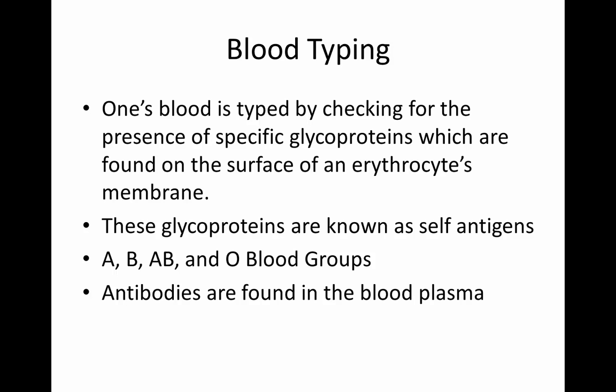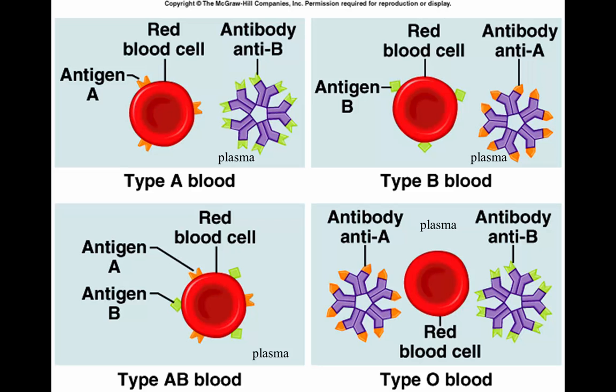Antibodies against foreign antigens are found in the blood plasma. So if someone has blood type A, anti-B antibody is found in the plasma to defend against B antigens. Type B has anti-A antibodies. Type AB has no antibodies because it has both self-antigens. But look at blood type O. It has both anti-A and anti-B antibodies because it has neither the A nor B antigens.